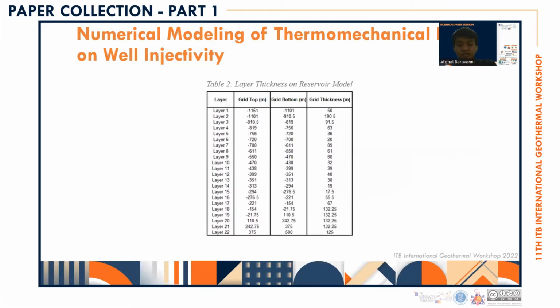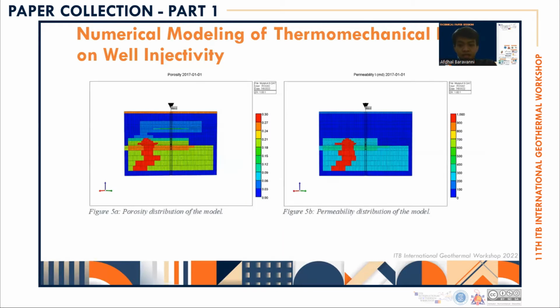The model consists of 22 layers, with the thickness of each layer shown in this table. And this figure shows a cross-sectional illustration of the material distribution of permeability and porosity of the model.